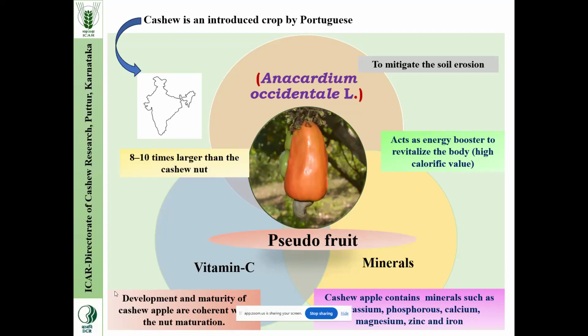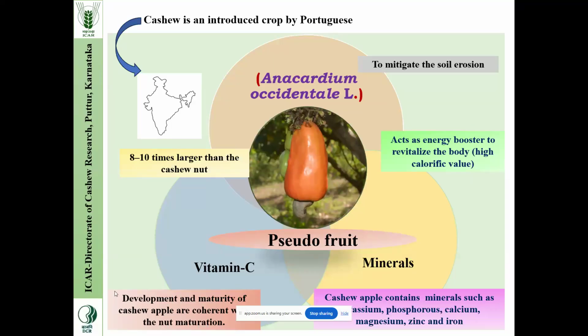But this crop is unique because here we can see this inverted fruit attached with the nut, which we can't see in other fruit crops. When we compare the nut and the fruit, as we all know, the nut, especially the cashew kernel, is rich in protein and beneficial fat. But the fruit acts as an energy booster. It revitalizes the body by providing high calorific value. And this fruit is rich in vitamin C and some minerals also.